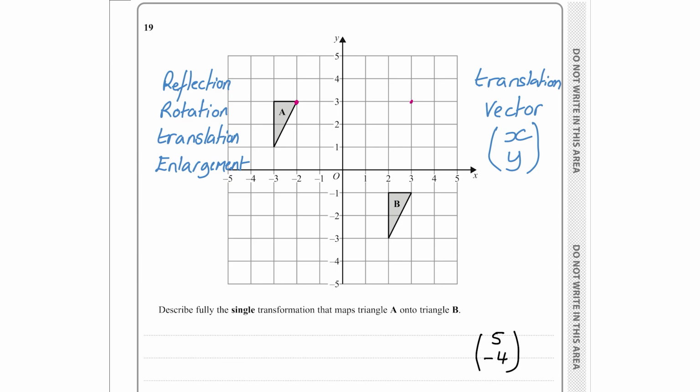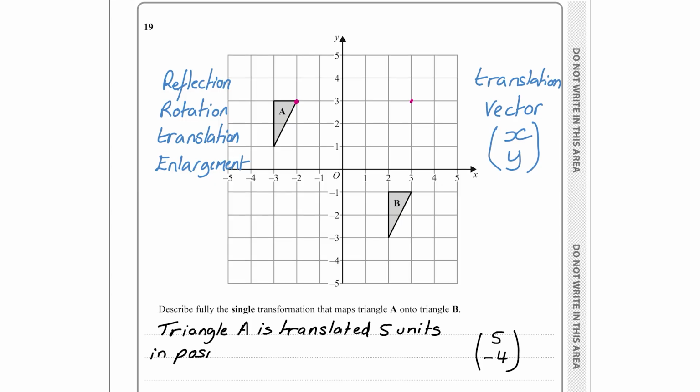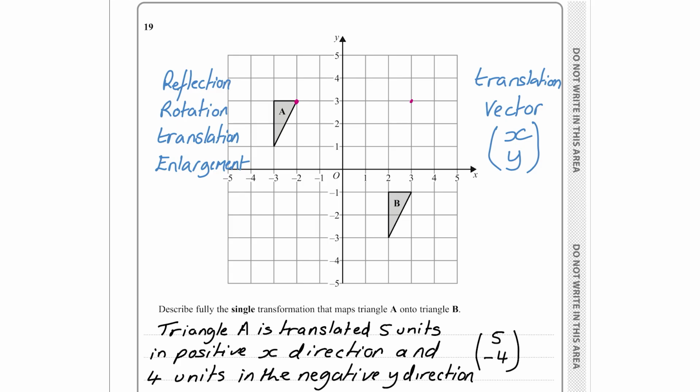But with all these lines here, they've told us to describe fully the single transformation that maps it. So we're going to say it's a translation. So if we say triangle A is translated 5 units in the positive X direction and 4 units in the negative Y direction. Probably too much information, but you never know where they're going to give you the marks, and you've been given all those lines, so you may as well just put the information in there.